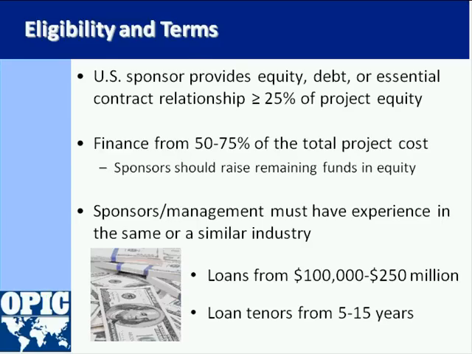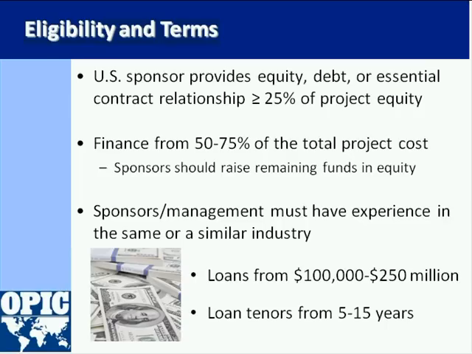What we require in terms of a U.S. connection, the overseas business venture should have at least 25% ownership by a U.S. investor, be it a U.S. citizen, a U.S. permanent resident, or a U.S. company. We will finance anywhere from 50 to 75% of the project cost, which requires the sponsors to raise the remaining percentage in the form of equity. And sponsors and management must demonstrate that they have experience in the same or similar industry.